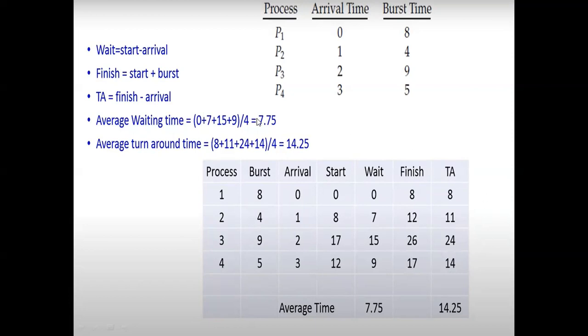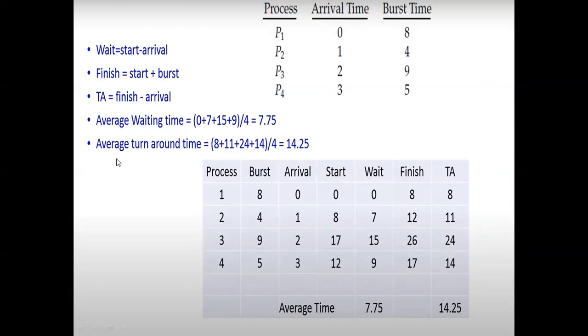Now, we need to calculate the average waiting time and the average turnaround time. So, average waiting time is calculated by 0 plus 7 plus 15 plus 9 divided by, since we are having 4 processes, we need to divide it by 4. So, we get the average waiting time is 7.75 milliseconds.